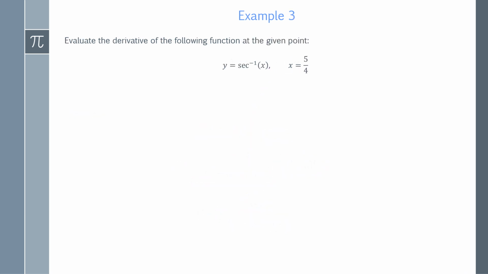Let's take a look at an example where we're asked to evaluate the derivative of the following function at the given point. So this is a problem that you might encounter on your homework or something similar to this. We have y equals secant inverse of x, and x is equal to 5 over 4. So how do we approach this problem?